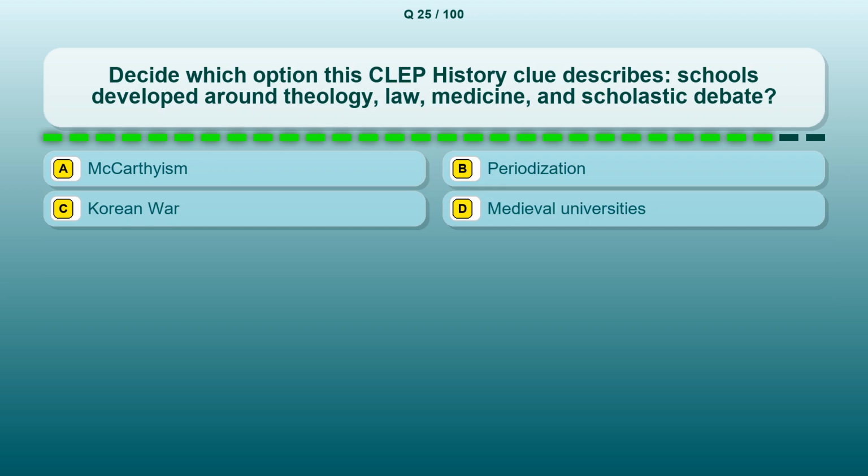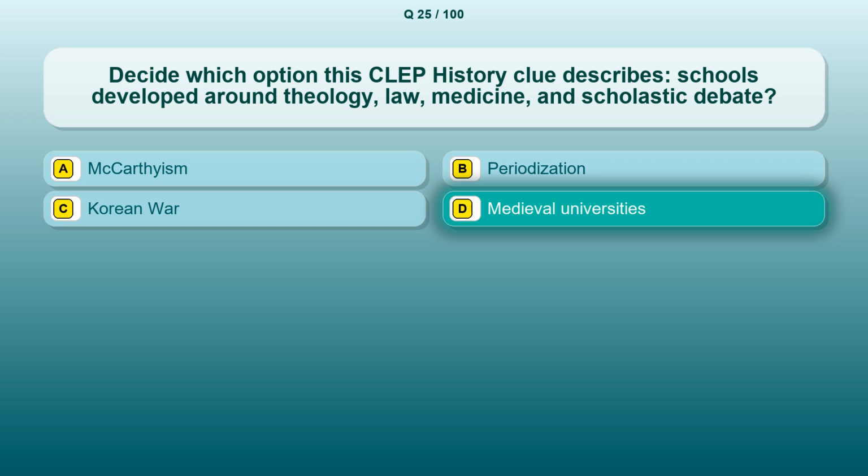Question 25. Decide which option this CLEP history clue describes. Schools developed around theology, law, medicine, and scholastic debate. Option A, McCarthyism. Option B, periodization. Option C, Korean War. Option D, medieval universities.